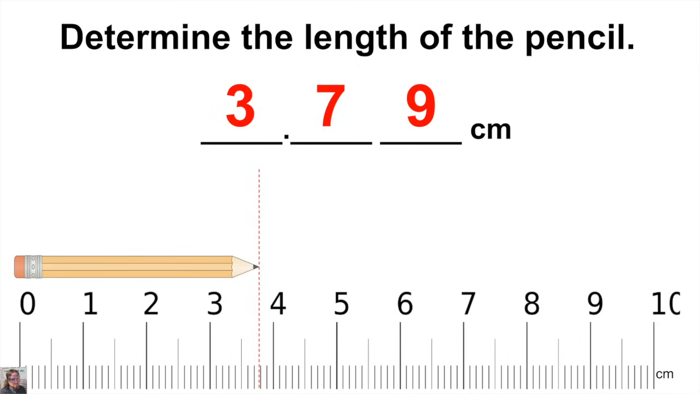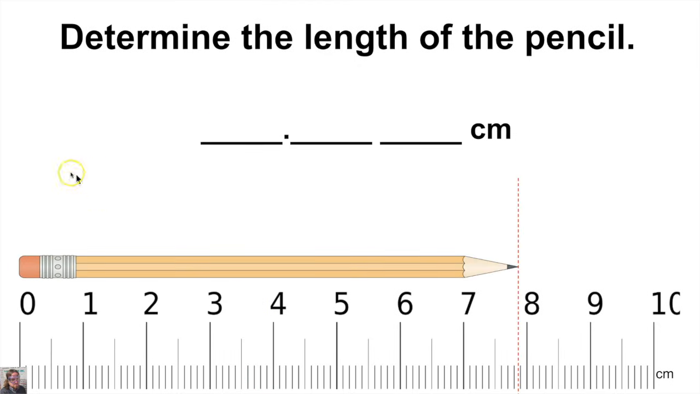Let's take a look at another one. Let's take a look at the length of this pencil. If we take a look at the length of this pencil here, we see with 100% certainty that this pencil is at least 7 centimeters in length. It's 7.1, 2, 3, 4, 5, 6, 7, 8, so it's not quite 7.9, so it's 7.8.